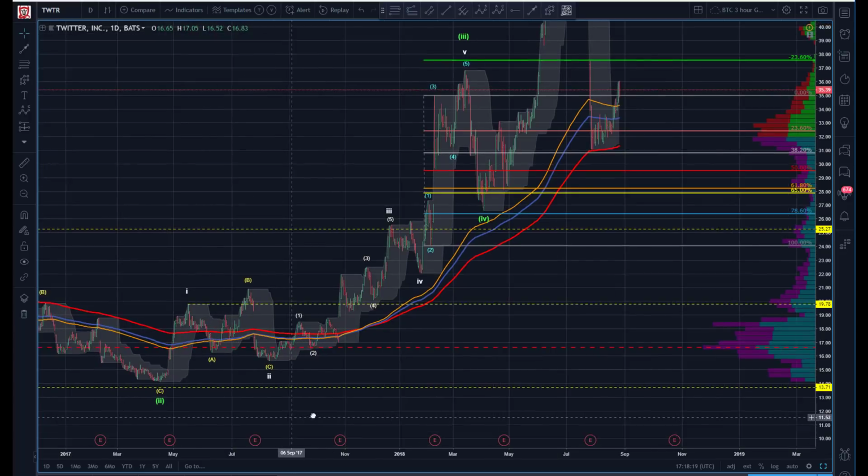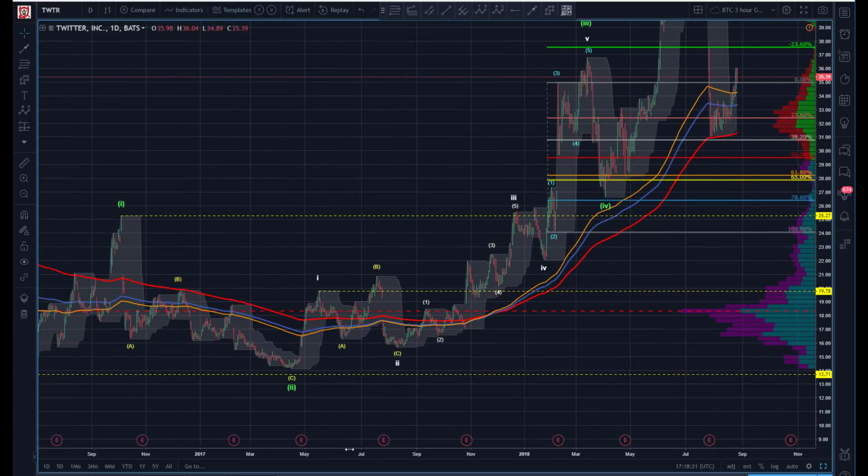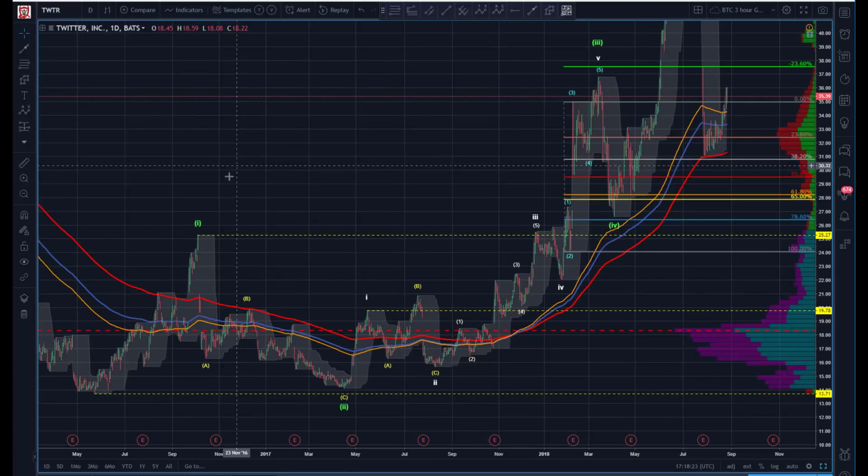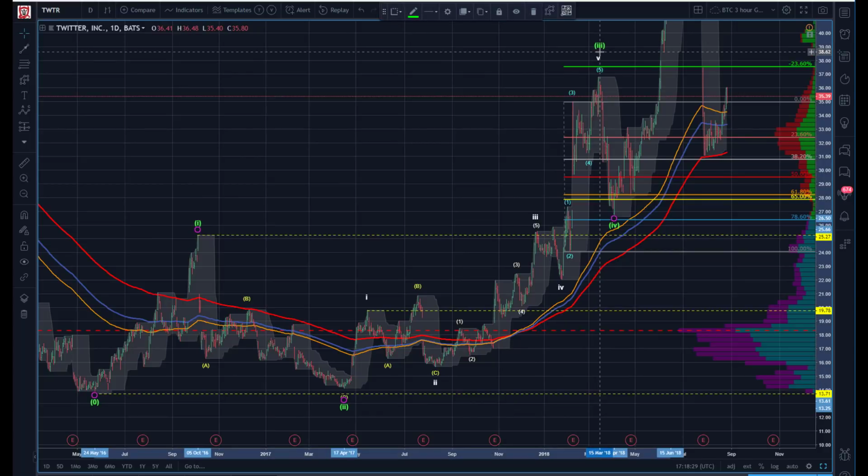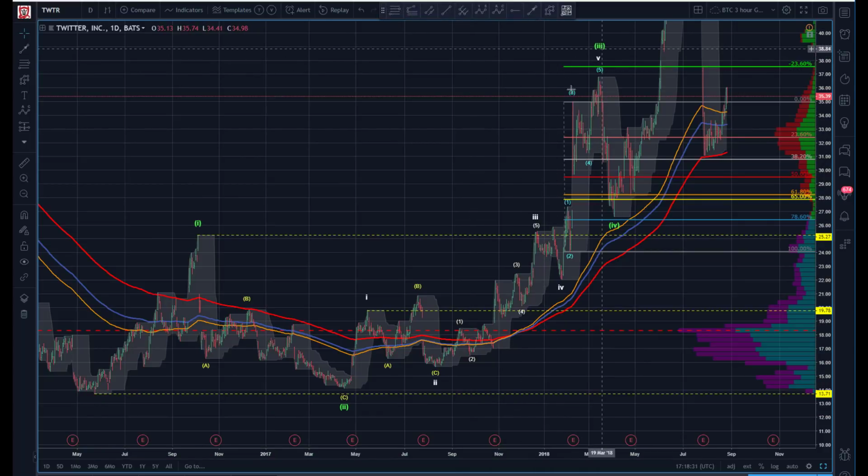But given the reaction, I think what we can say is that this 5-wave structure has completed. So now reassembling that and trying to put that back together, that gives us 1, 2, all the subdivision plays into my 3 here in green. So I've got a good setup here for my third.